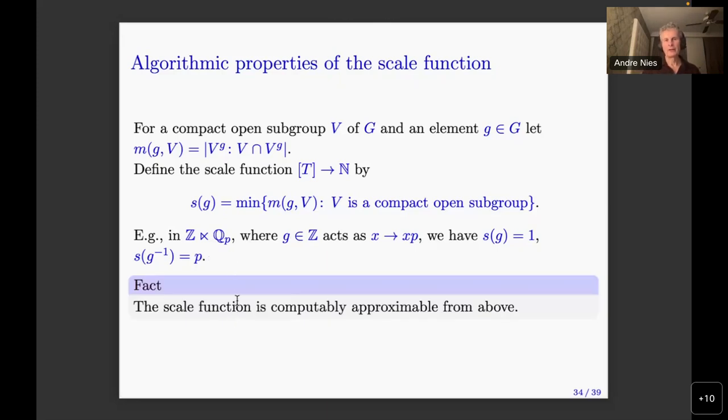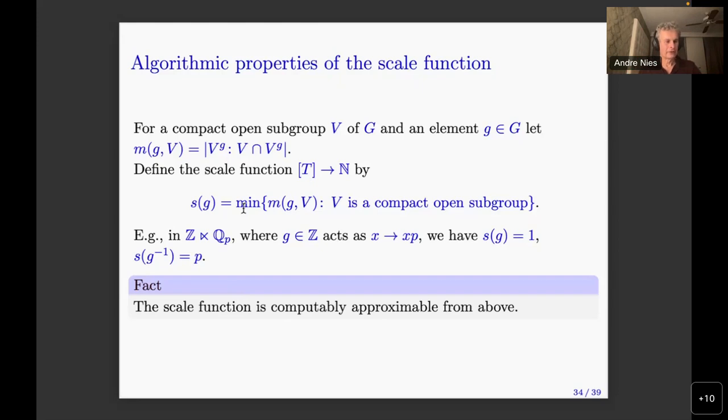From all the stuff above, it follows that the scale function is computably approximable from above. That's now also a trivial observation, because you can just search through all the compact open subgroups and see how low you get. Eventually you hit the right value. Eventually it will settle on the minimum. So that's what I mean by computably approximable from above.